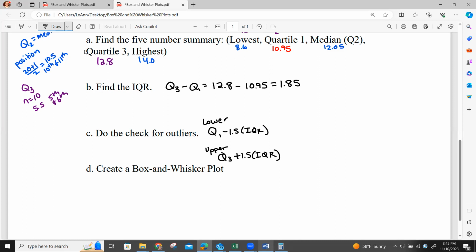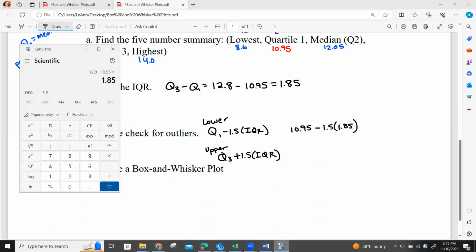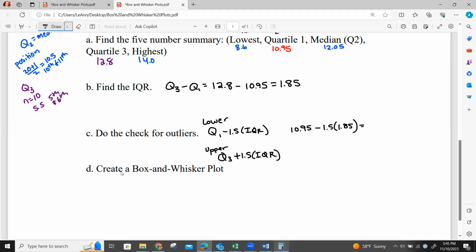So our Q1 was 10.95 minus 1.5 times the IQR, which was 1.85. So 10.95 minus 1.5 times 1.85. That comes up to 8.175. And notice that our lowest value is an 8.6, which is not lower than this. So we're okay. This will be our whisker endpoint on the lower end. And we're fine with that.